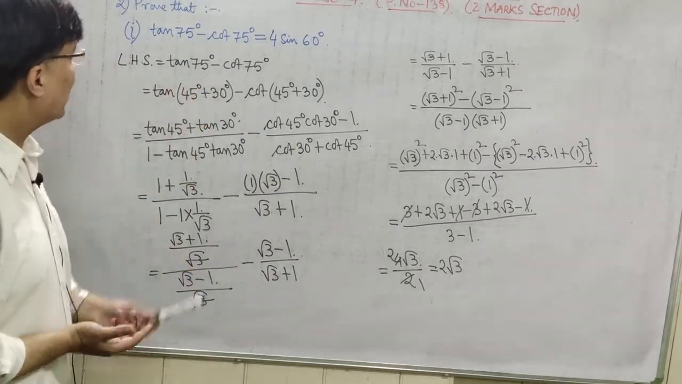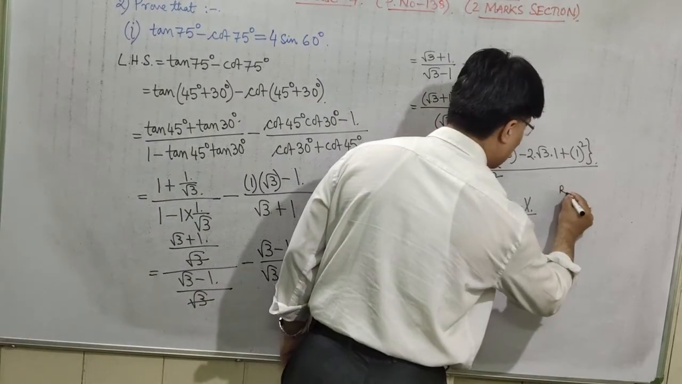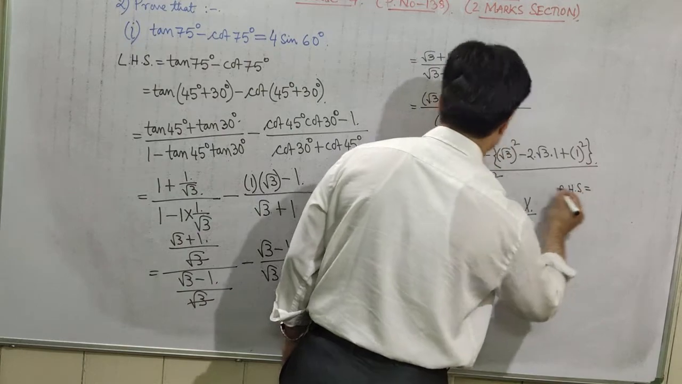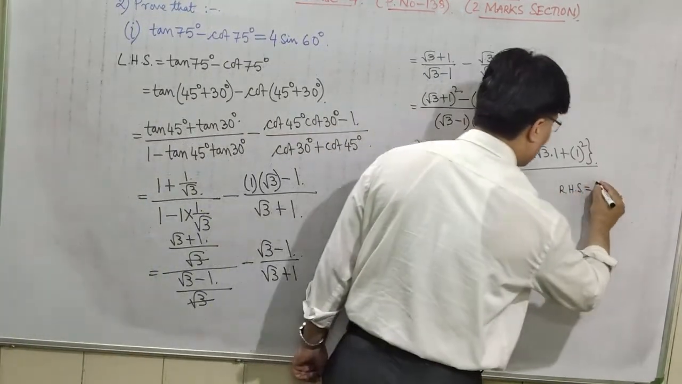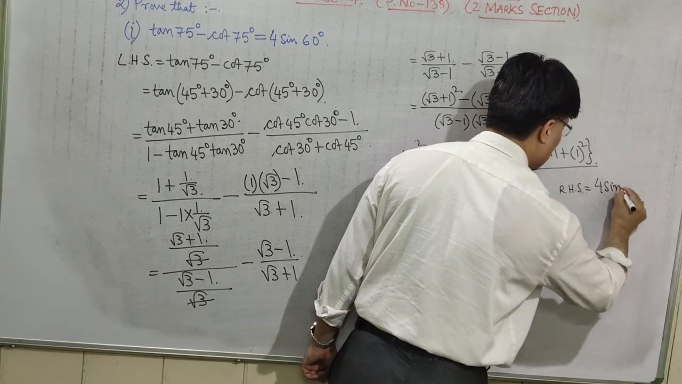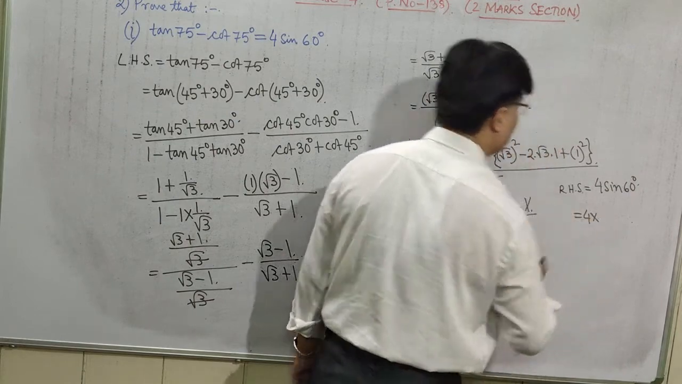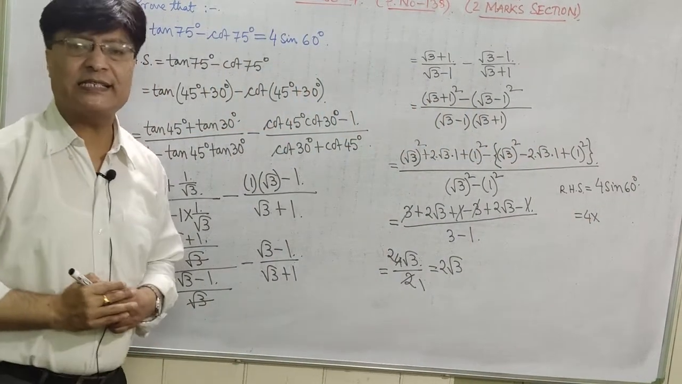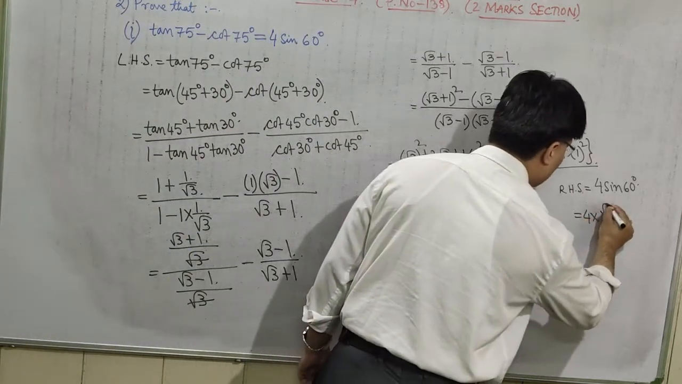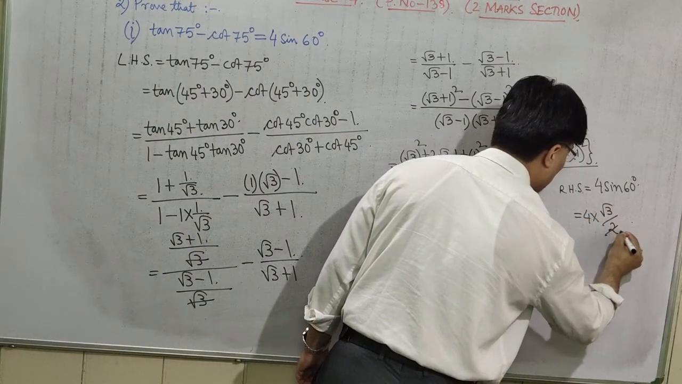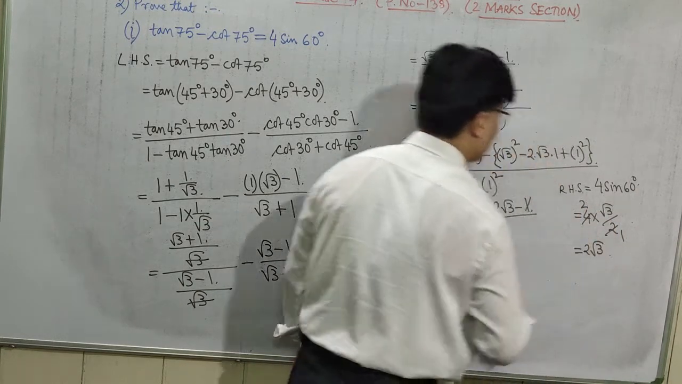Okay. So let us find out the right hand side now. So let us write here, what is RHS? It is 4 sine 60 degree. Okay. So which is equal to 4 into, what is the value of sine 60 degree? Sine 60 degree, you know that it is root 3 upon 2. So 2 ones are 2, 2 2s are 4, which is equal to 2 root 3.